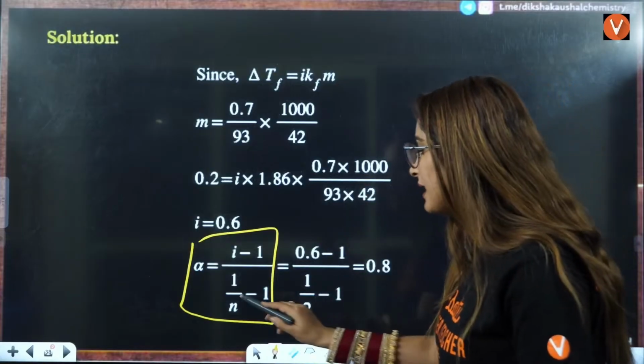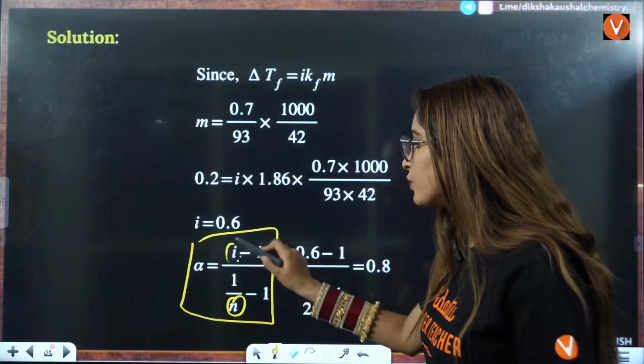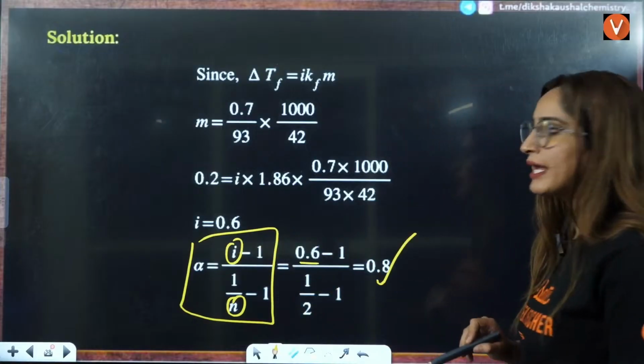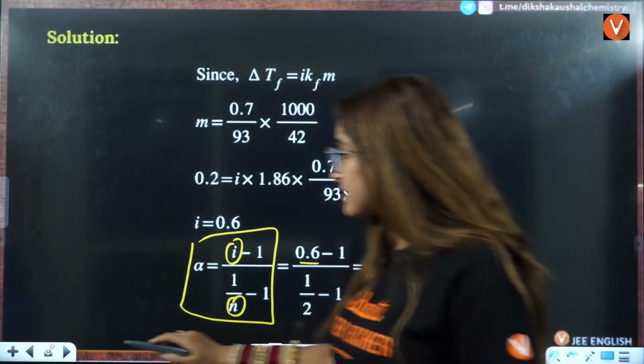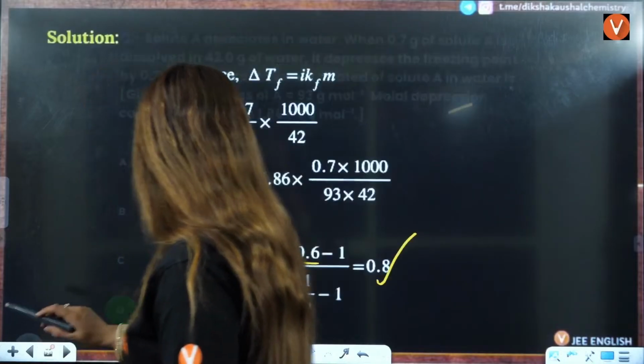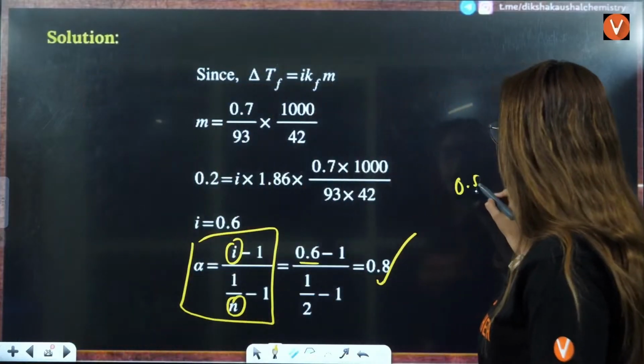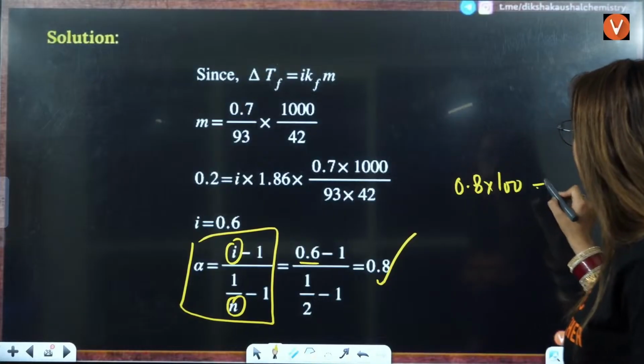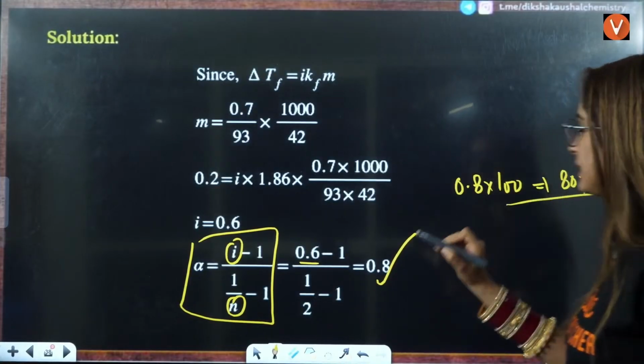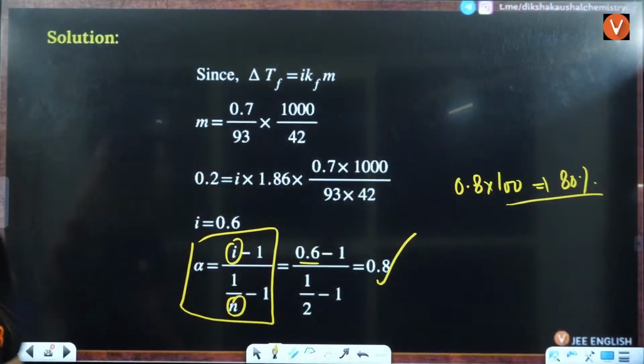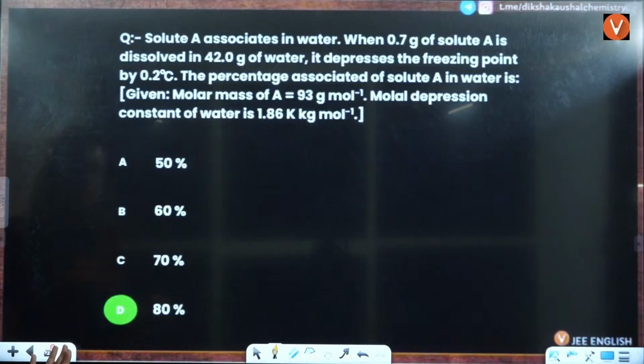Okay. So N, I told you, is 2. I you can solve from here and you will get the value of alpha. If this is asked in percentage, 0.8 means 0.8 multiplied by 100, that is going to be 80%, right? So 80% is the correct answer here.